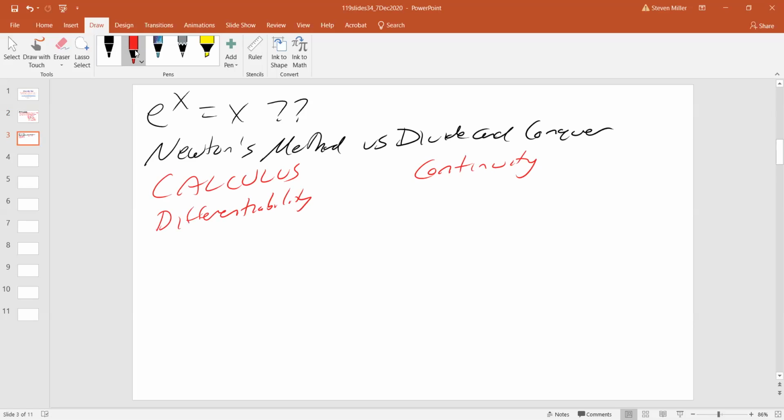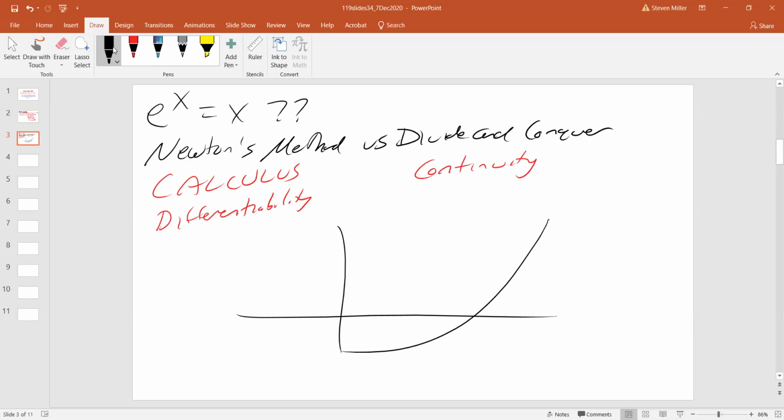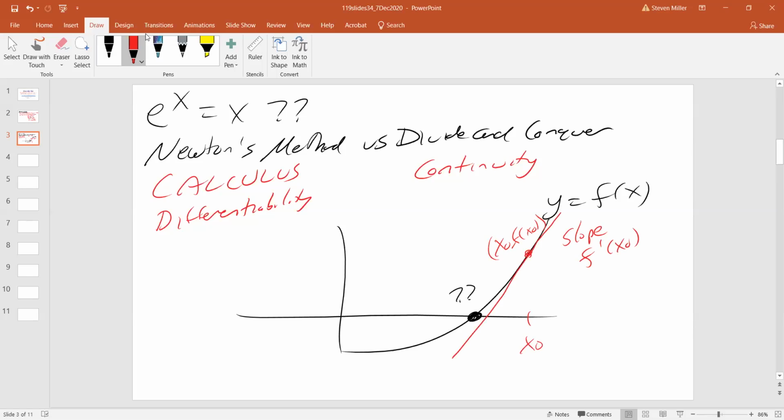And the way it works is we have some function, y equals f of x, and we're trying to figure out, what is the value of x where the function vanishes. And we start off with some initial guess. So maybe over here would be the point x naught, f of x naught. And the slope here, the instantaneous rate of change, would be f prime of x naught. And we draw the tangent line to the curve.